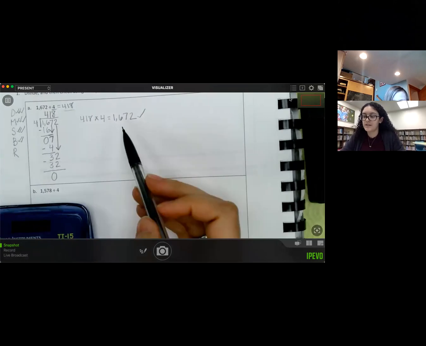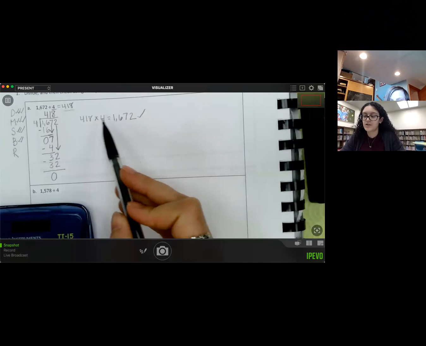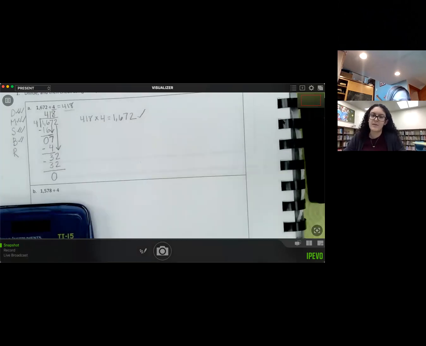If we got a different number than our dividend in our answer for our multiplication, we would have to go back and see maybe where we went wrong or made a mistake.